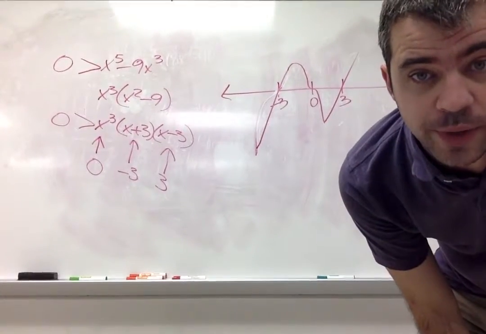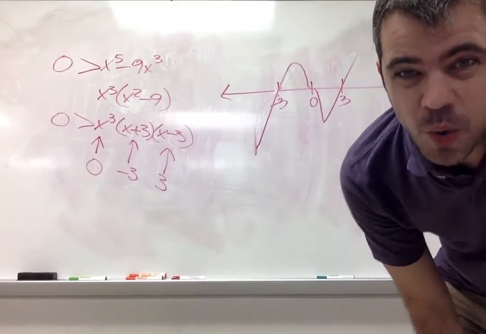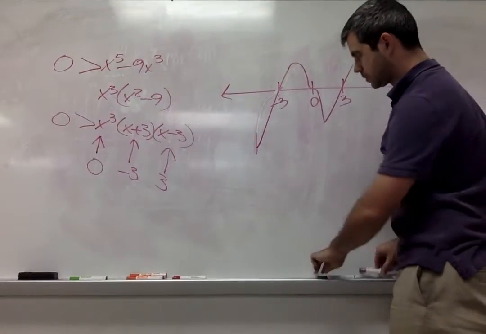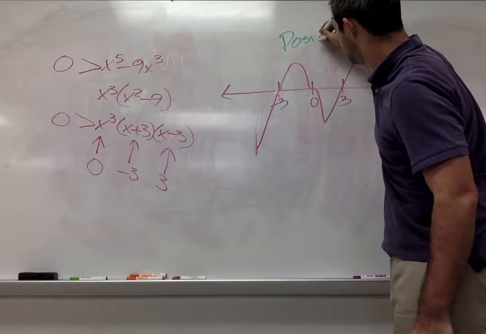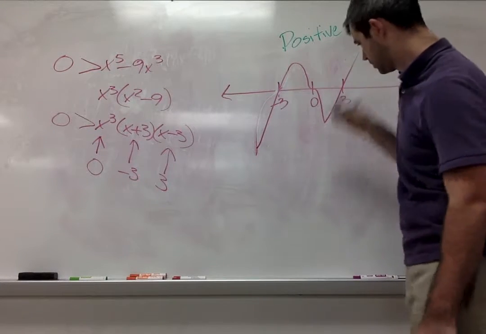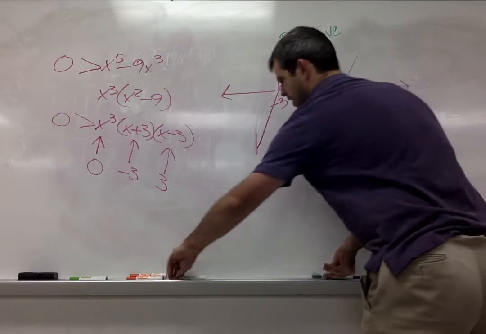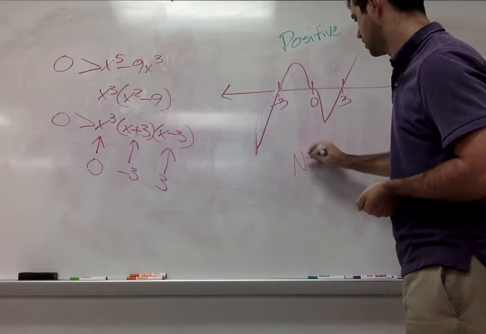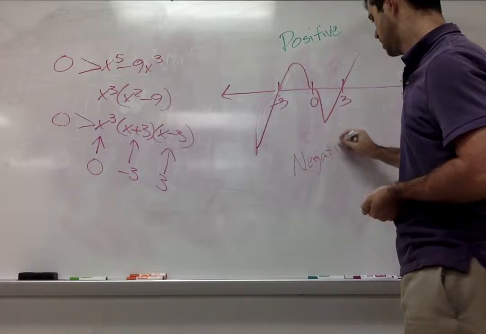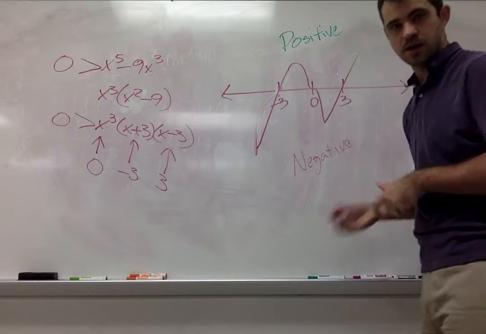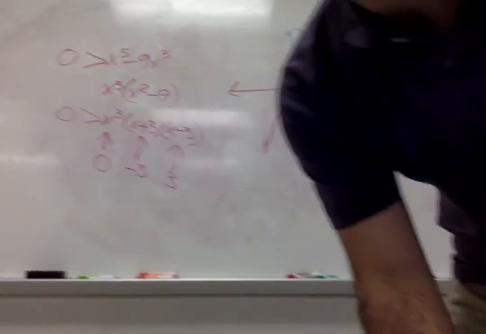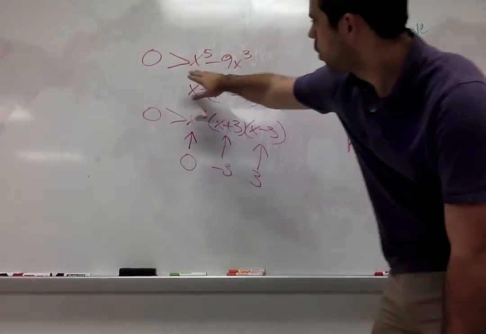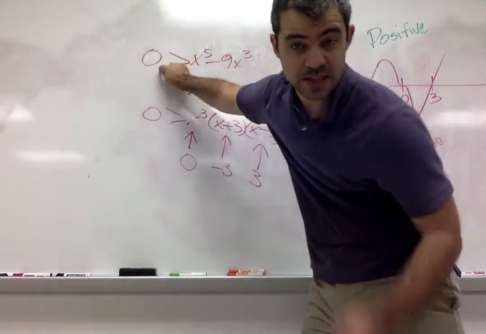Great, Mr. McClung. Why do we care? Well, remember, this is positive land up here. And this is negative land down here. So we're looking for any place where our function is less than 0. That's a fancy way of saying negative.